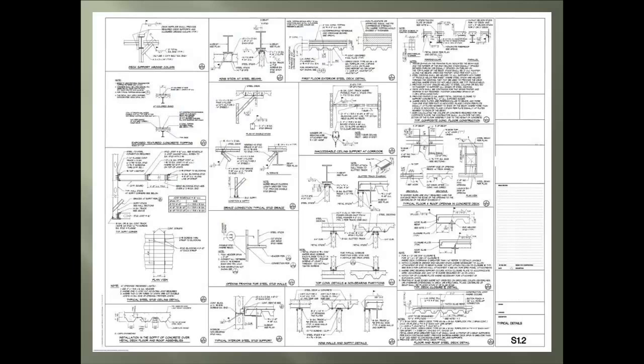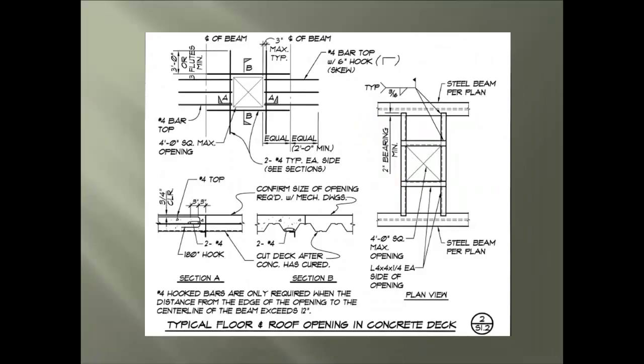Keeping the composite construction theme in play, we take a look at detail number 2, typical floor and roof opening in concrete decks. With this detail, we see how a combination of material from different categories are used together for a simple opening in a concrete deck. First, we see the universal sign for openings through something, which is the X.